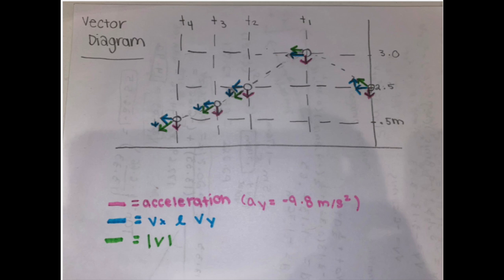I plotted my vector diagram to mimic my video. On my diagram, the ball flies from right to left. At each of the data points, blue vectors represent Vx and Vy. The resultant vector, green, is absolute velocity. A red vector pointing straight down represents Ay.